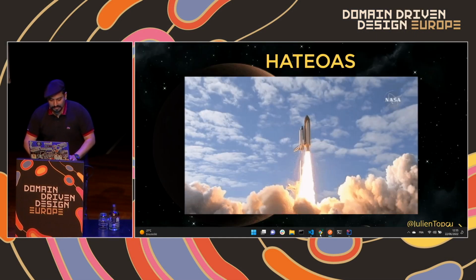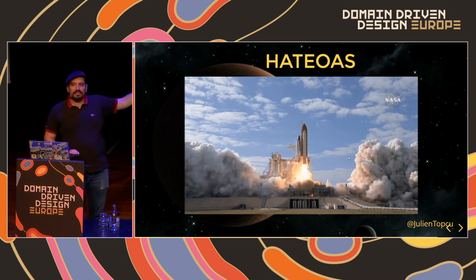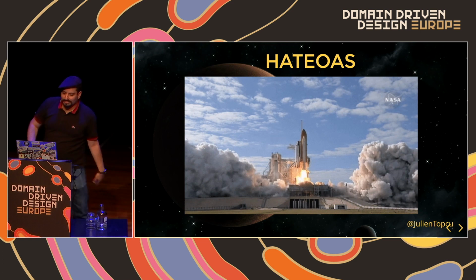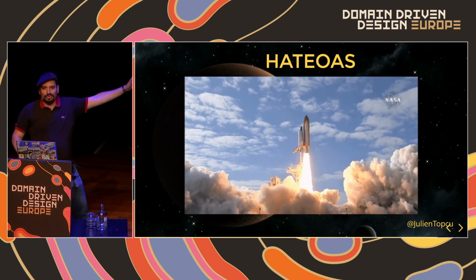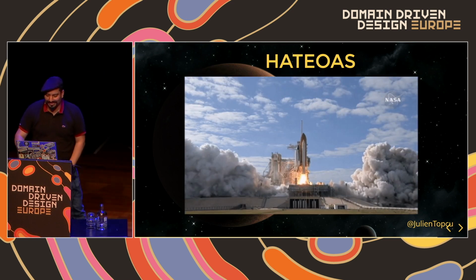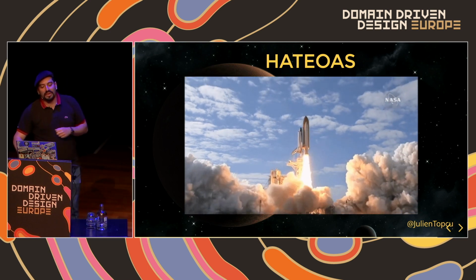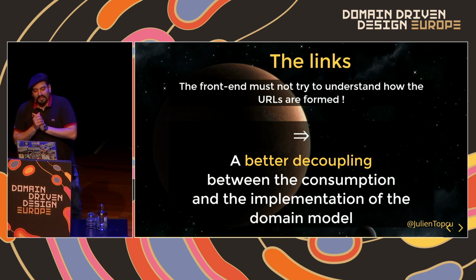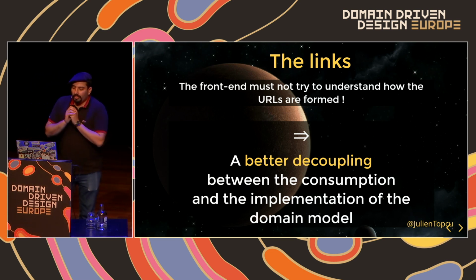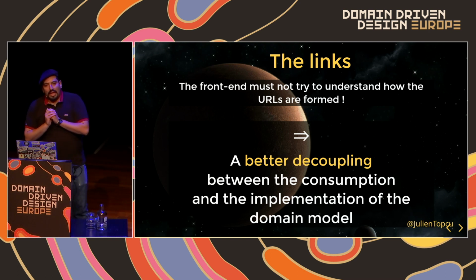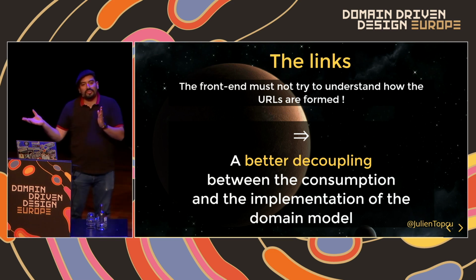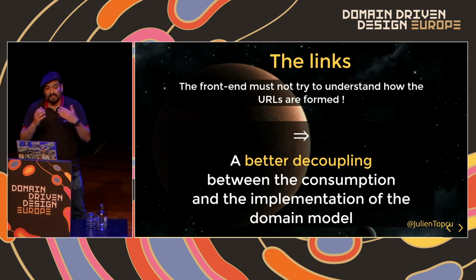Okay. Did some people know that already or not? Some people knew already? Great. Are you using that in production? Fewer people. So this is really something that we use at Expedia for the rail booking system. So the links are something that the front end, your consumer, must not try to understand. And if you ensure that, it will offer you a better decoupling between the consumption of your API and the implementation of your business domain. It's exactly what I've shown you.